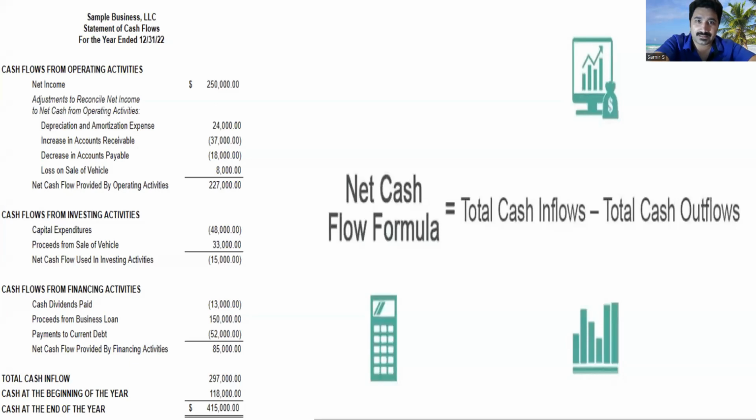The final one is what is called the cash flow statement. So what is there in the cash flow statement? The net cash flow formula is equal to total cash inflow minus total cash outflow. That is the cash flow statement. And here you can see we are considering everything, factoring in everything so that we get the actual cash flow, right? So the third statement is the cash flow statement.